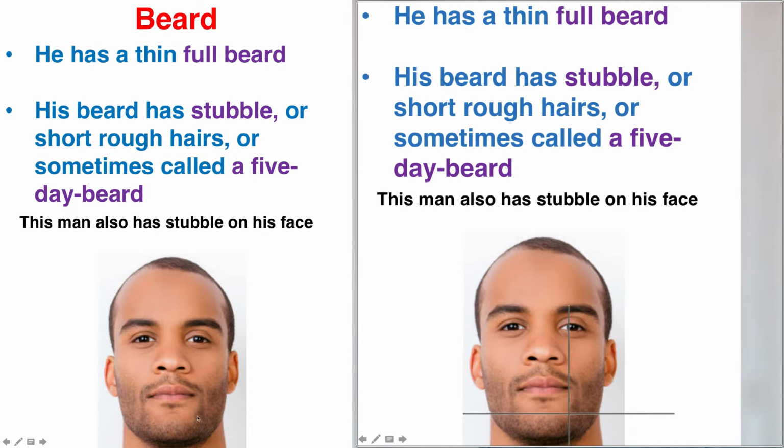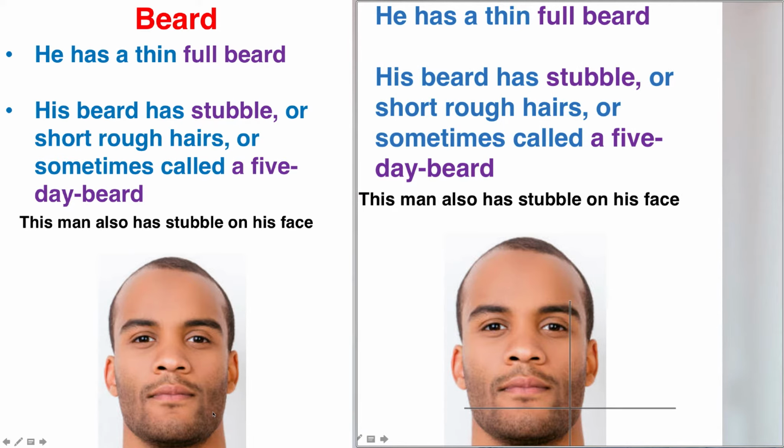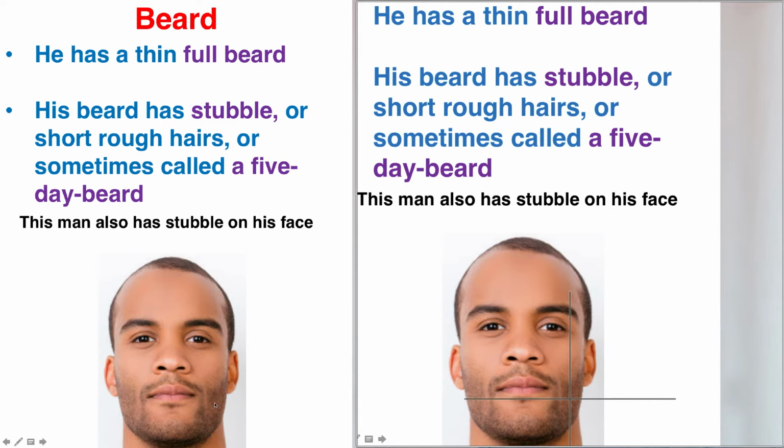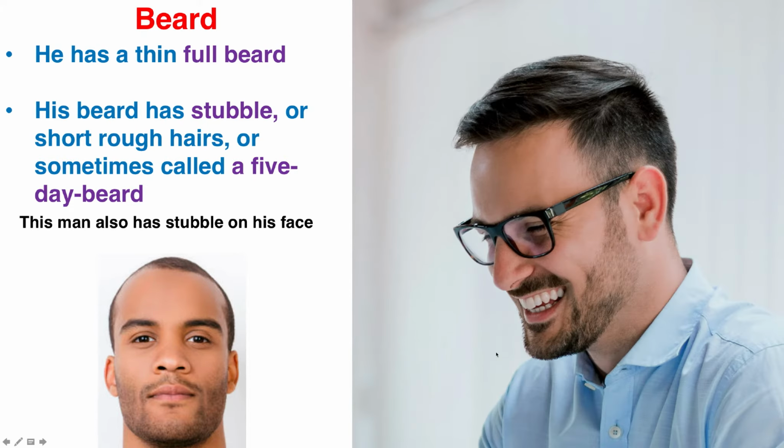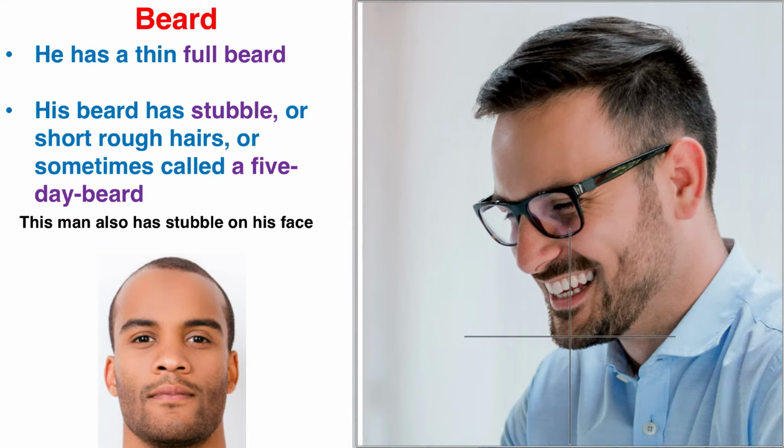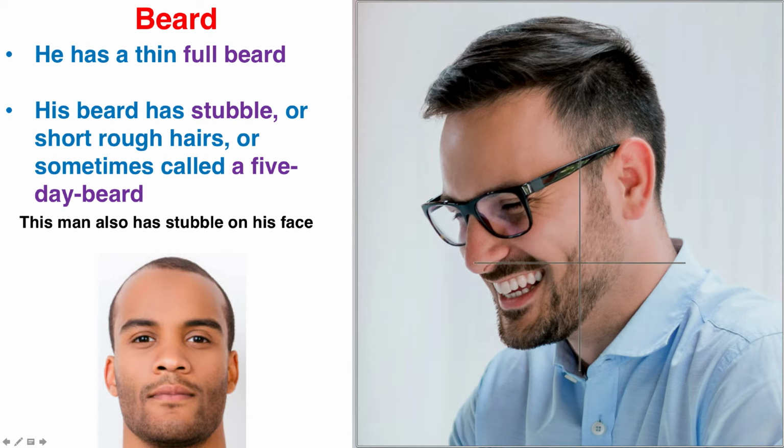I would say his beard is thick though, where the other man's beard is thin. See all this hair that he has here? So he has a thick, full beard made of stubble. Sometimes this type of beard is referred to as a 5-day beard, because most men can grow a beard like this in 5 days. Or at least the manly ones can.